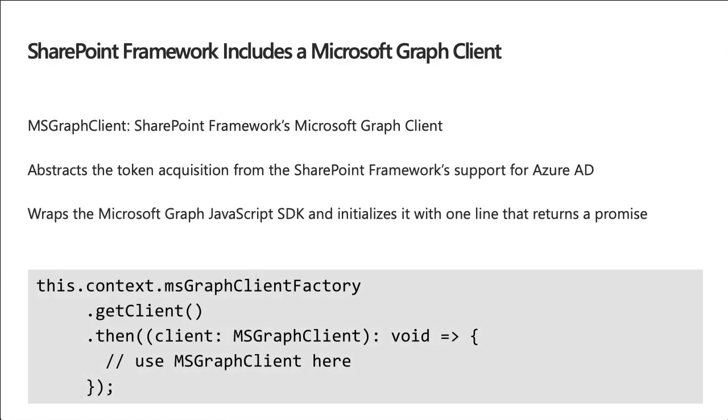So the SharePoint Framework includes a Graph Client. It's called the MS Graph Client. Now, what's neat about this one is that this is basically the exact same thing we just saw a second ago, except for the fact that it can do all of the initialization for us. And the reason why it can do that is because we already have a way to obtain the access token. The SharePoint Framework has a way to call Azure AD server-side and fetch an access token and initialize a JavaScript library.